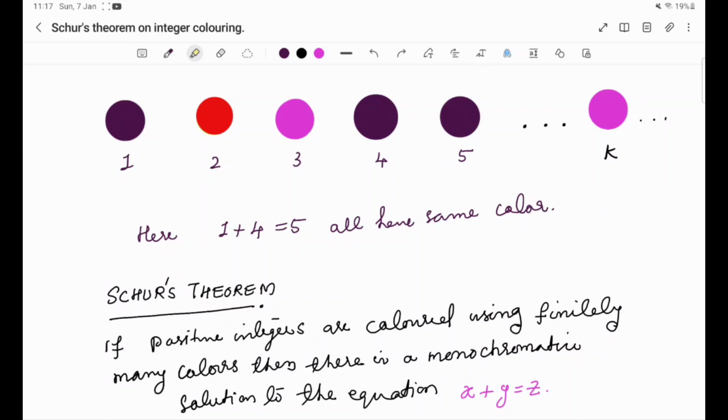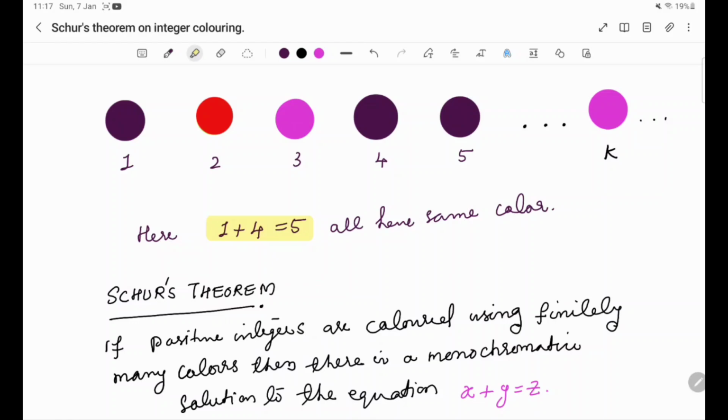Anyway, so look at this coloring. In this coloring, 1, 4, 5 have the same color, right? And you can add this up. If you add 1 plus 4, you get 5. So what has happened to this equation? This 1, 4, 5 has the same color, right?